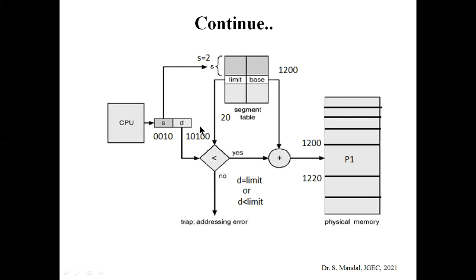D denotes the size. Suppose here it is given as 10110, that indicates 20. So the size of segment 2 is given by 20. Whenever the CPU generates this type of logical address, you need to convert it into the physical memory address so that you can load the respective segment into the frame or physical memory.